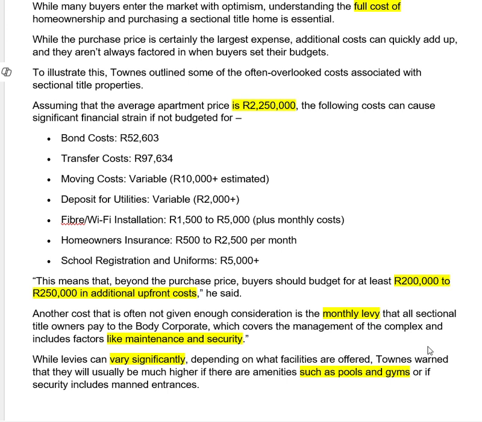And there is obviously the other thing that you have to consider: if you're buying a sectional title, you will need to pay monthly levies, right? So monthly levies cover the maintenance of the house as well as the security of that complex or estate you are staying in. And that obviously varies depending on a number of factors. Some of the factors are that if you have amenities like pools and a gym, you're most likely to be paying more in levies than in other areas which do not have pools and a gym.